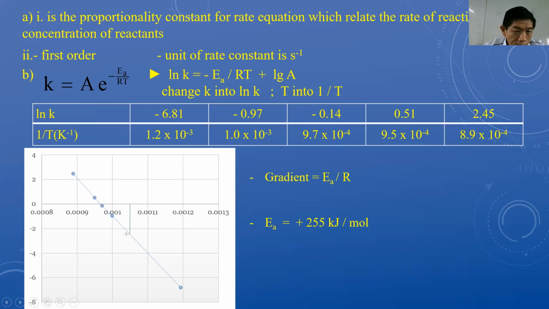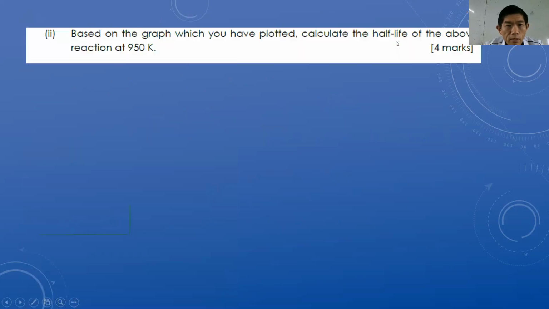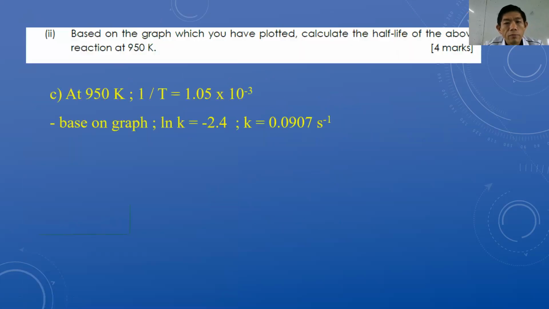Once you get your ln K, you get somewhere around 0.2 something in here. Okay, so you have to anti-log your graph value. So when you anti-log, you get somewhere in between 0.0970 and 0.0907 second minus 1. And then because this is a first order reaction, you have to use the half-life equation. So you use t half is equal to 0.693 over k. So you have 0.693 divided by 0.0907. So your half-life is 7.64 seconds in 3 significant figures.